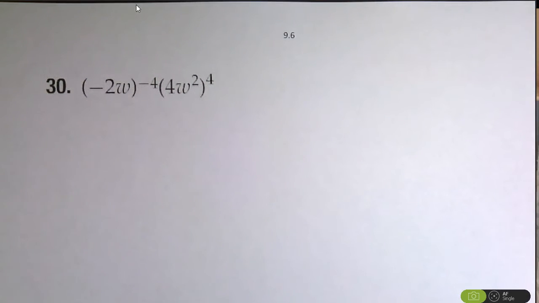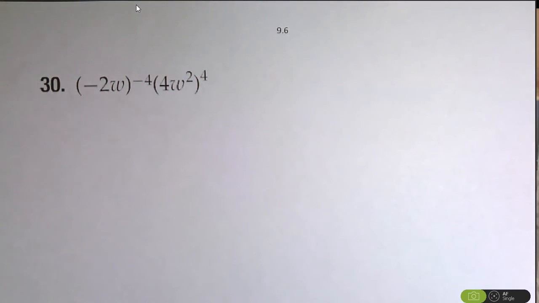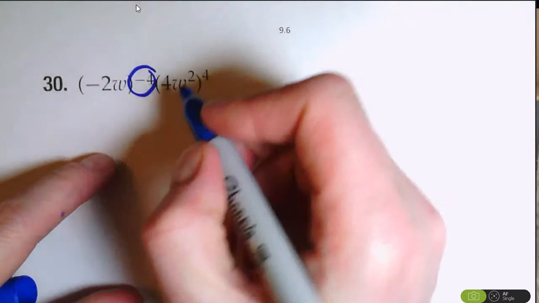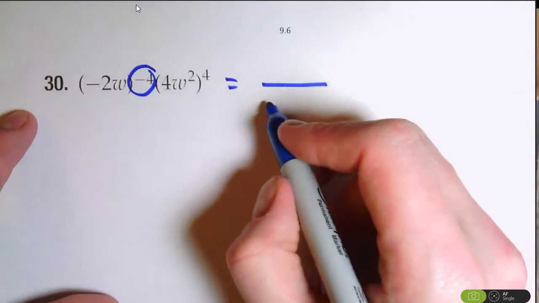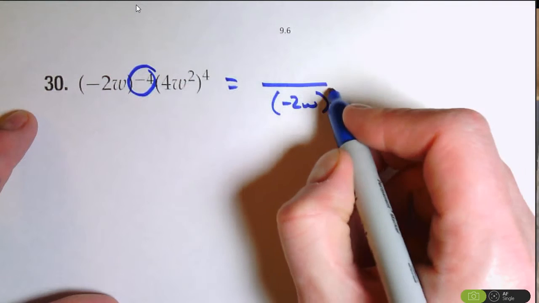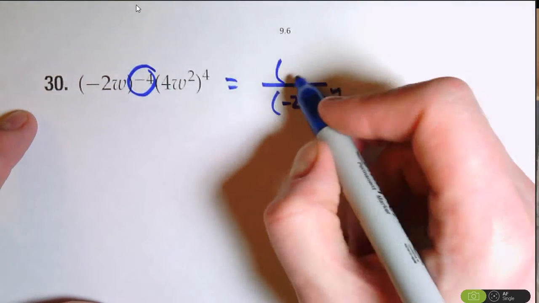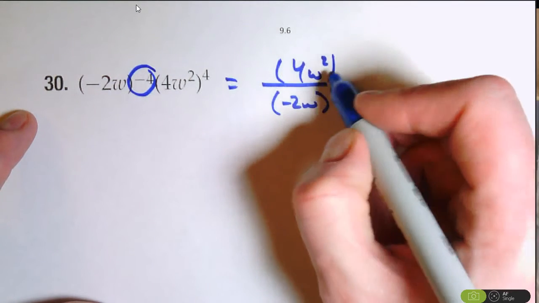30 is just nasty. Okay, 30 is just a straight up ugly problem. The first issue is I've got a negative exponent. I don't care what's going on inside there. I have a negative exponent over it. That means all of that goes to the denominator. Then on top I've got 4w squared to the 4th.